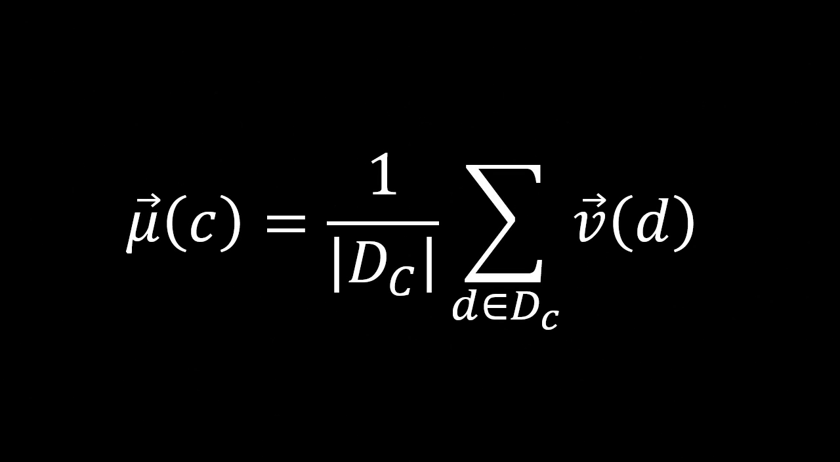The centroid of class C is computed as the vector average or center of mass of its members, with the equation shown, where D subscript C is the set of documents in set D whose class is C. d is a member of that set of documents, and the normalized vector of that document is represented by vector v(d).